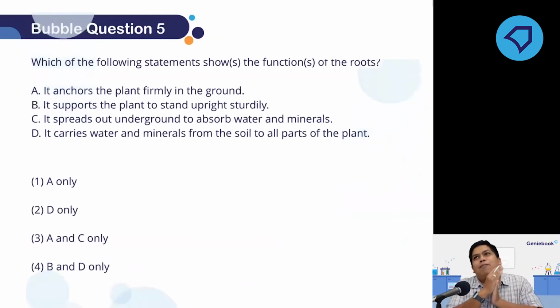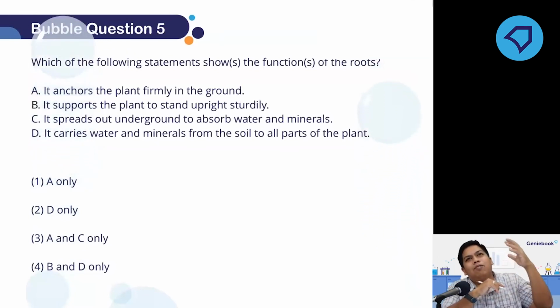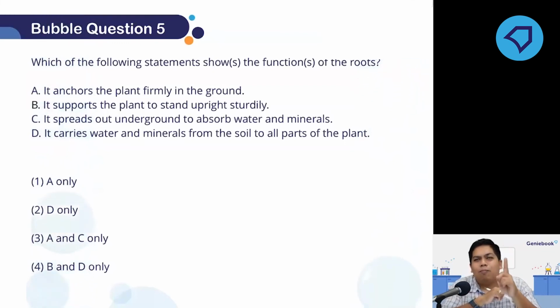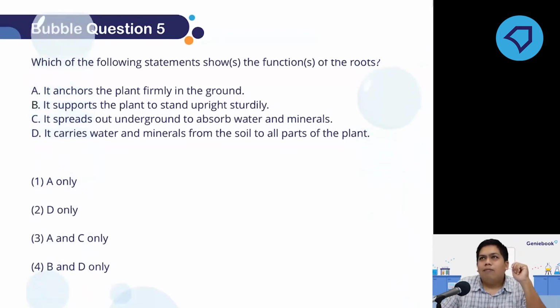Yes, I know some of you have been waiting. Now comes the bubble questions. Okay, more bubble questions. All right, so the first few questions will be about the function of the roots that I've gone through already just now. And then the last few questions will be the more difficult ones. In fact, this one also is quite difficult if you didn't read properly. So I will start the timer in 5, 4, 3, 2, 1.